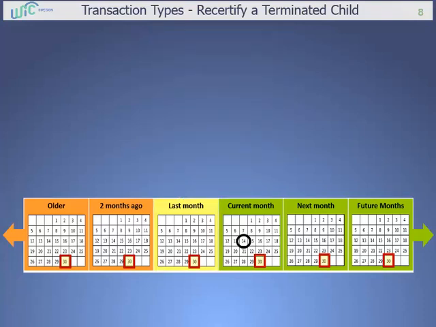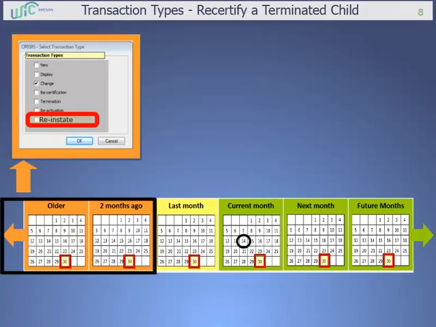For the terminated child who's in the orange section, their cert end date was the last day of the month 2 months ago or older. Then you'll choose reinstate. This will start a whole new certification period for the child, and you'll need to complete all of the certification tabs before they can be issued benefits.